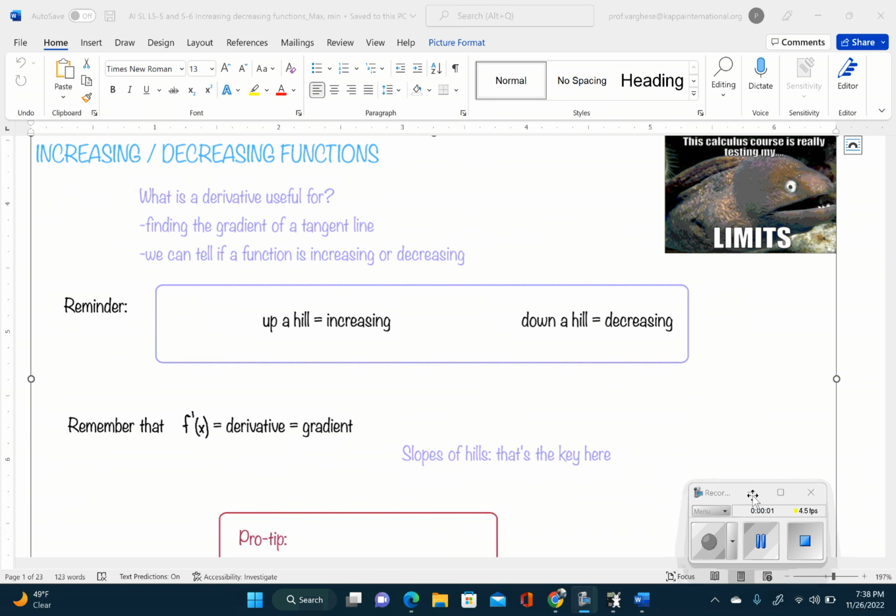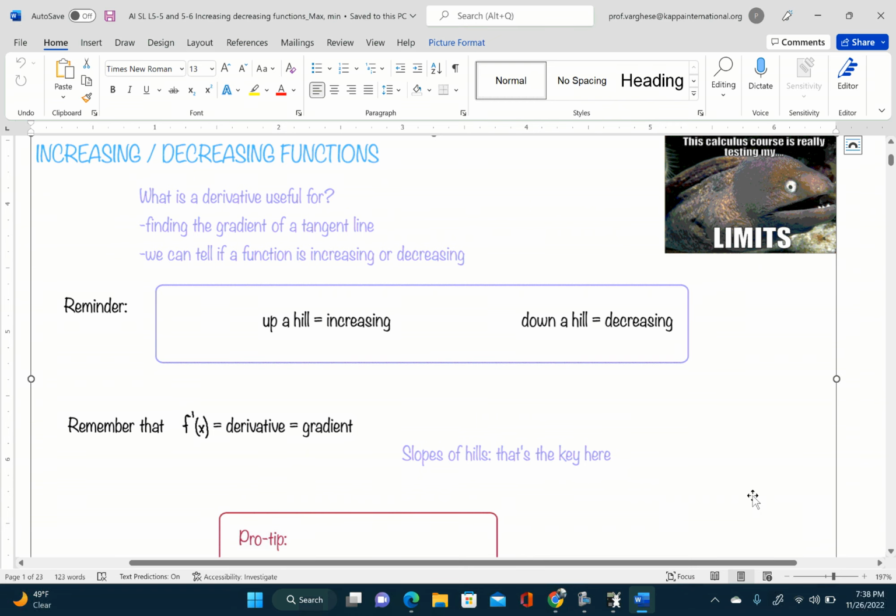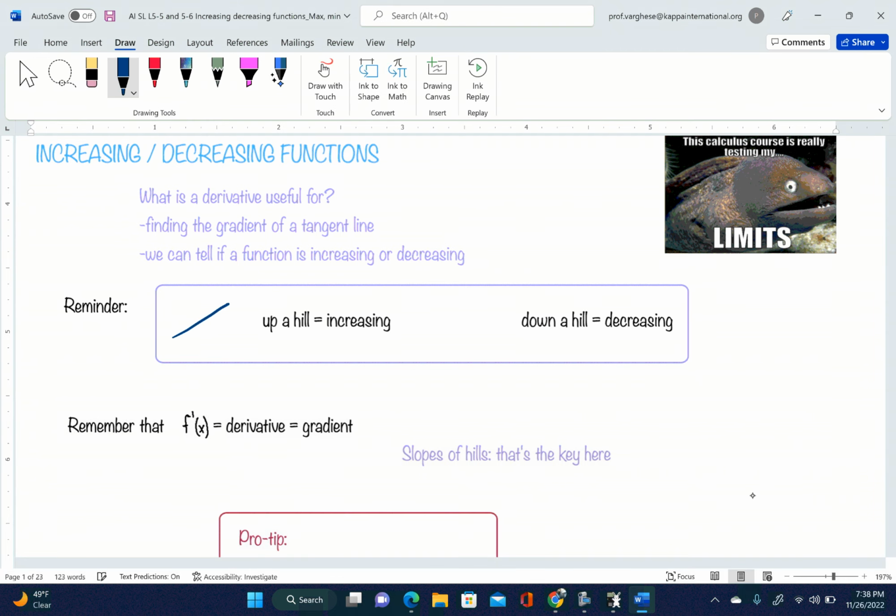So we're going to do a quick lesson on increasing and decreasing versus maximum and minimum points. Derivatives are useful to find the slope, right? Up a hill it's increasing. This is where f prime of x is greater than 0. Down a hill, decreasing, and this is where f prime of x is less than 0.